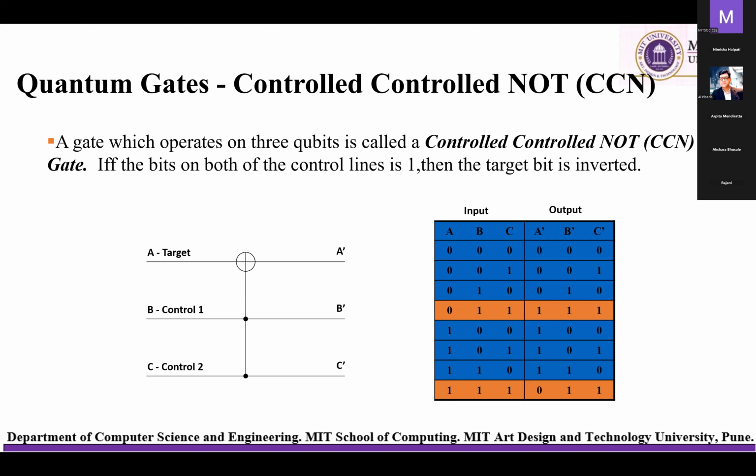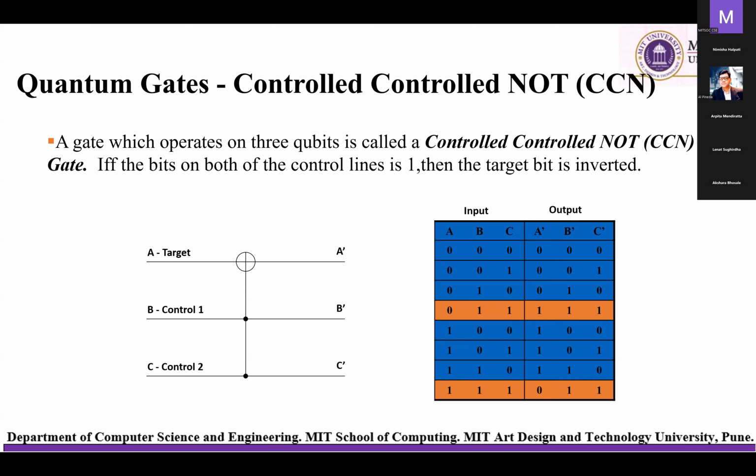The controlled-controlled-NOT gate, also known as a Toffoli gate, operates on 3 qubits: 1 target qubit and 2 control qubits. The CCN gate inverts the target qubit only if both control qubits are in the state of 1. If either control qubit is in the state of 0, the target qubit remains unchanged. A here is the target, the qubit whose state may be inverted. B here is control 1, the first control qubit, and C is the second control qubit.